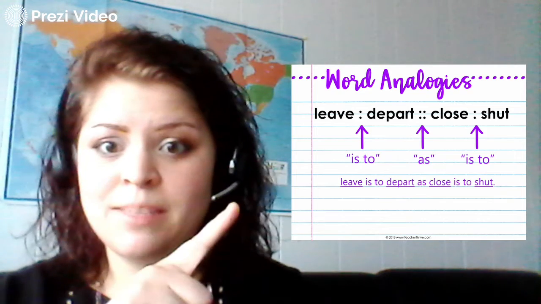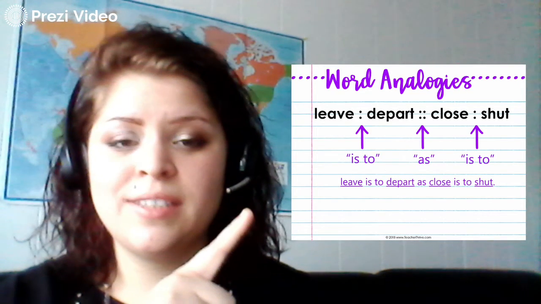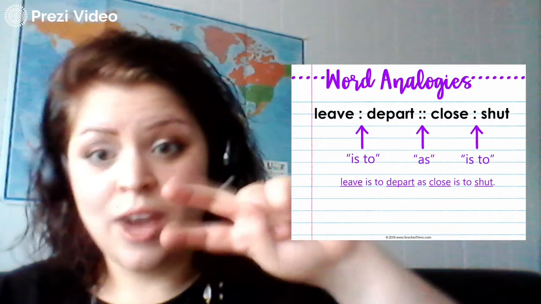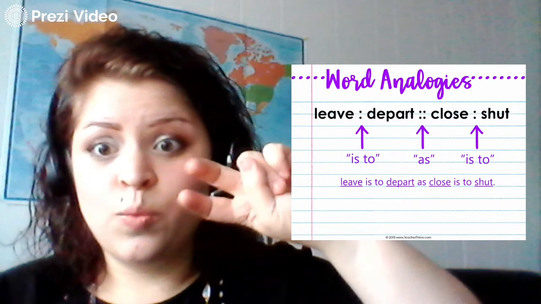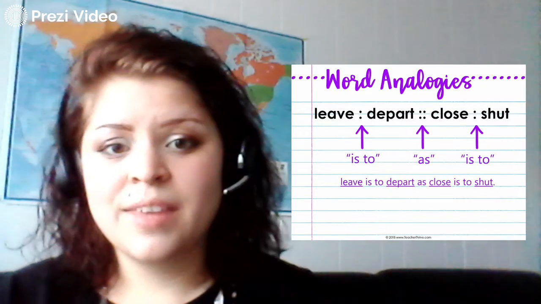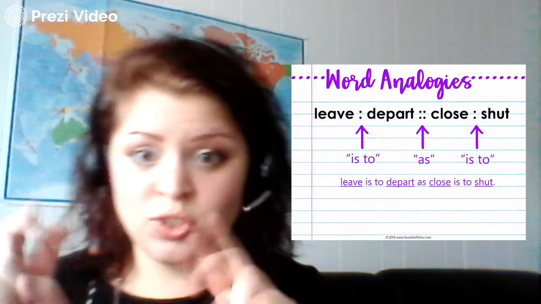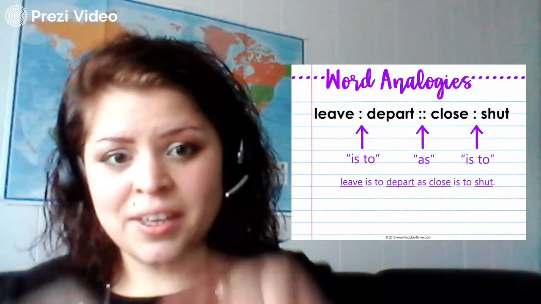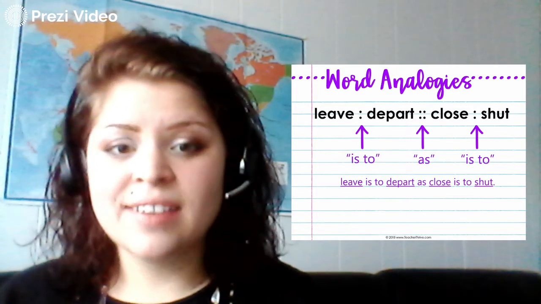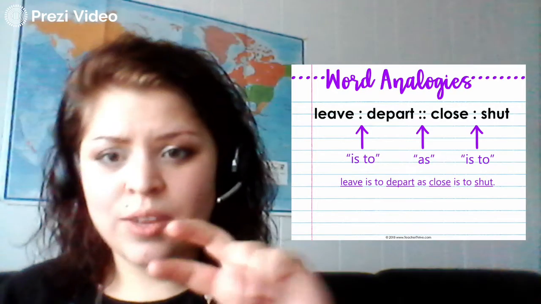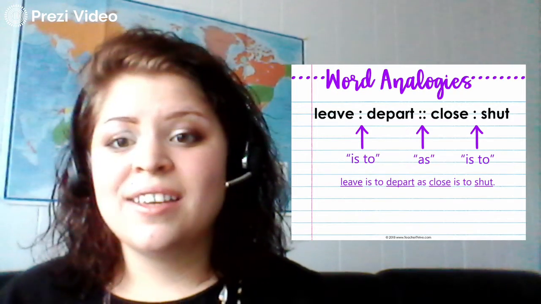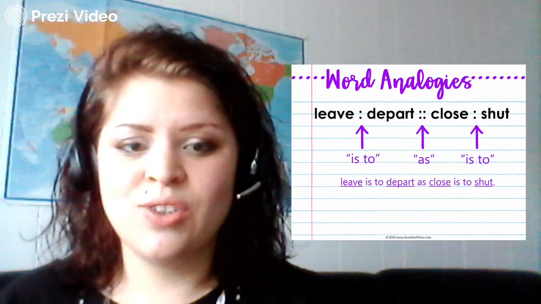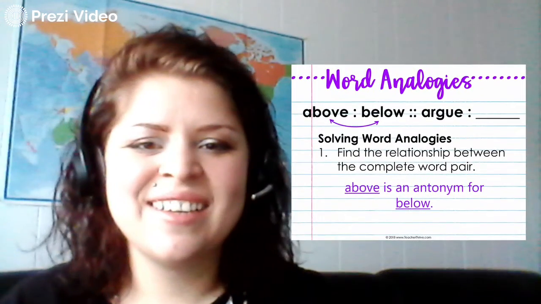It's important to talk about these abbreviations because these are how you're going to see analogies written. So you see the two dots, the colon. When it's one colon, it's an abbreviation for the "is to" we say in the analogy. And the middle double colon is an abbreviation for "as," and then again that last colon is "is to." So we have leave is to depart as close is to shut. Let's go over some more examples.